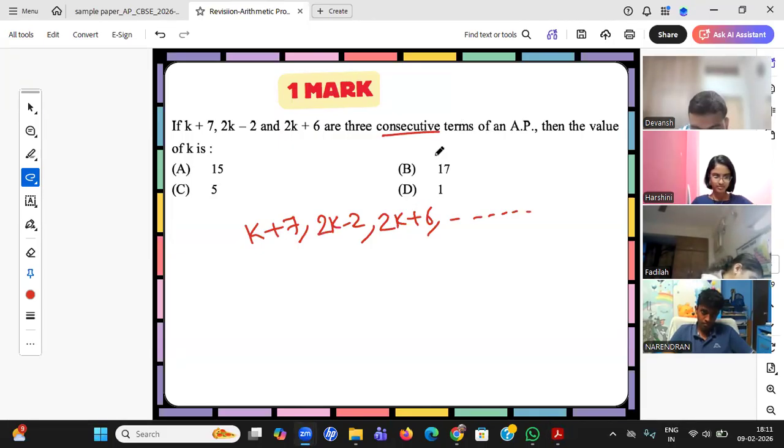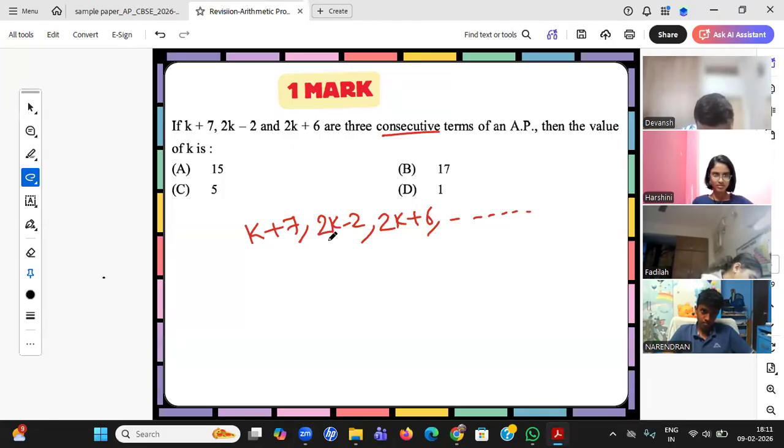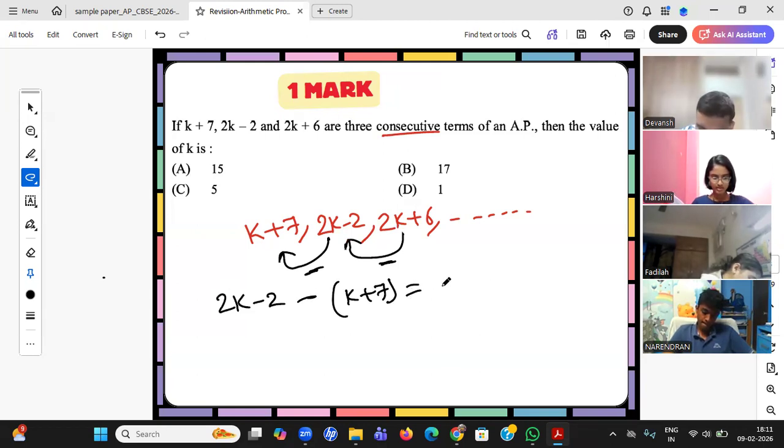AP means there is only one trick. What is the trick? Common difference should be the same. So this minus this minus this should be same. Second term minus first term should be equal to third term minus second term. Try to do this, you'll get the answer. It's just a small question.